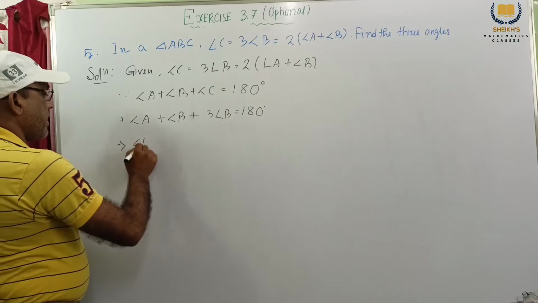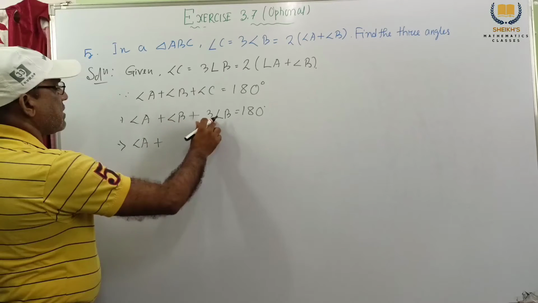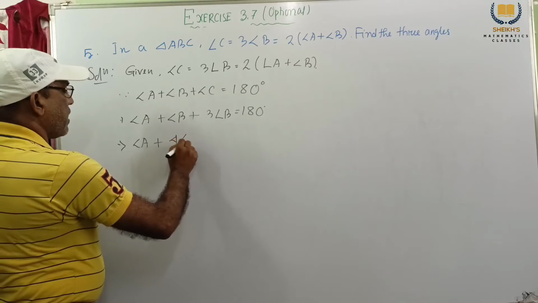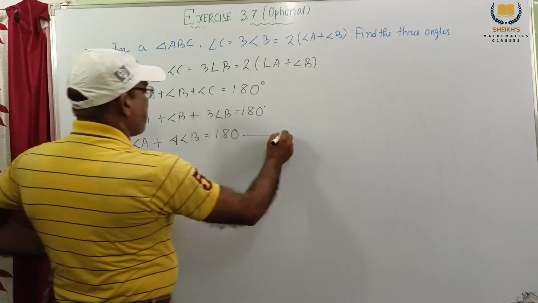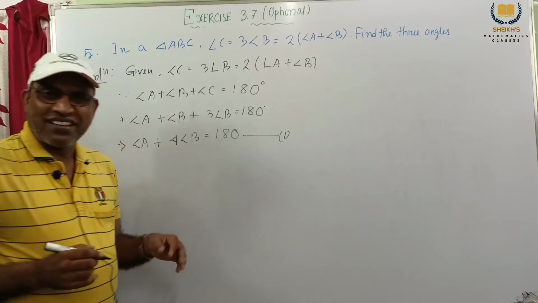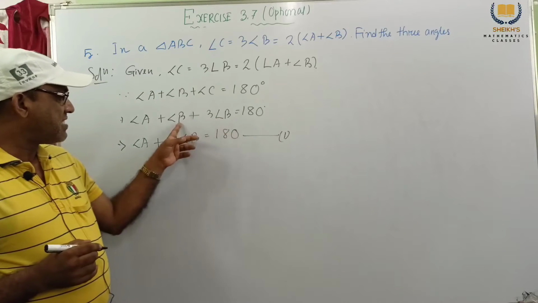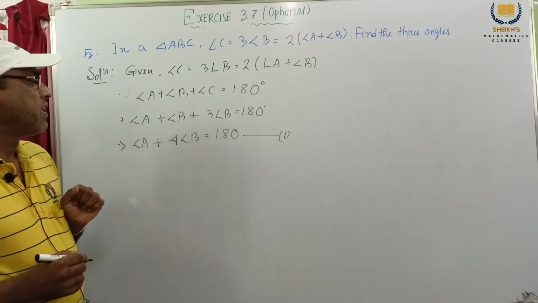So, angle A plus 4 angle B equal to 180. This is number 1 you consider. Just this and this, 1 and 3, 4.